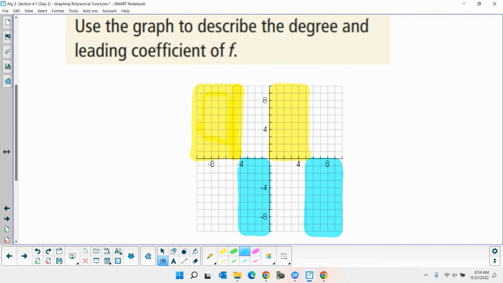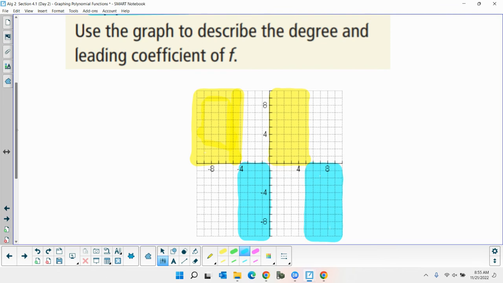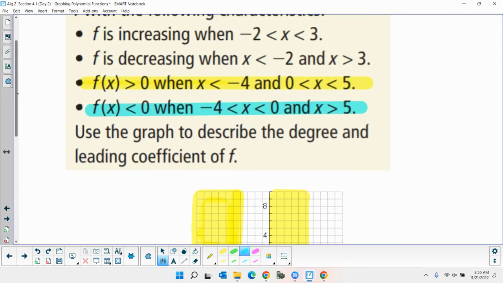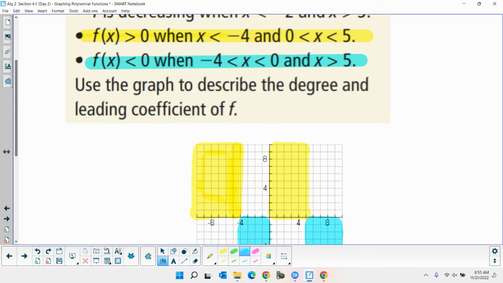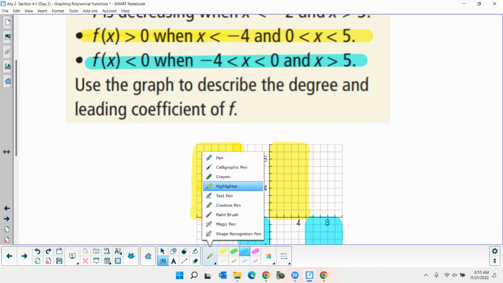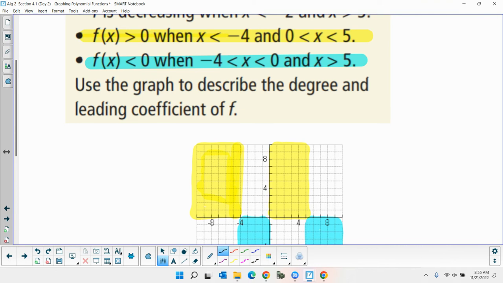Okay. Now, let's do the other part. When's it going to be going up? When's it going to be going down? Now, I'm thinking it's going to kind of go like this. Let's see what it says. Increasing between -2 and 3, okay? Well, let's find -2 and 3. Here's -2, and here's 3. And it's increasing then, right?